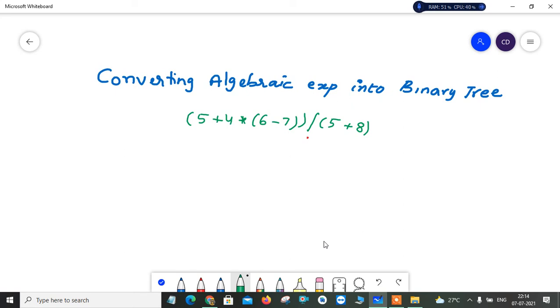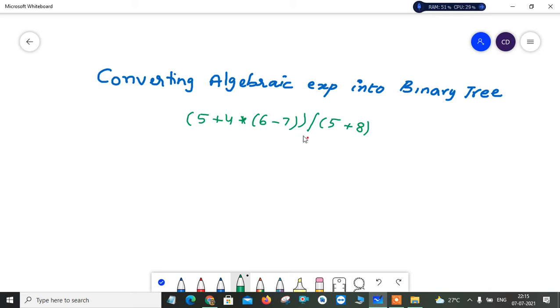Hi everyone, in this video I'll explain how to construct a binary tree when an algebraic expression is given. So this is an example of an expression like 5 plus 4 multiplied with 6 minus 7, and that entire thing is divided by 5 plus 8.